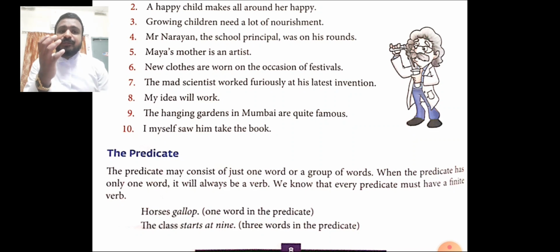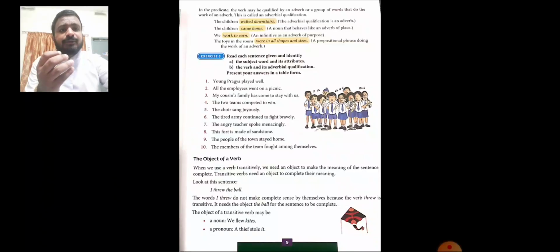A predicate can be a word or a group of words. If a predicate consists of only one word, then that should always be a verb. For example, horses gallop, only one word, so that is a verb. Or the class starts at 9. Starts at 9 is the predicate, so we have a verb there, as well as at 9 also.